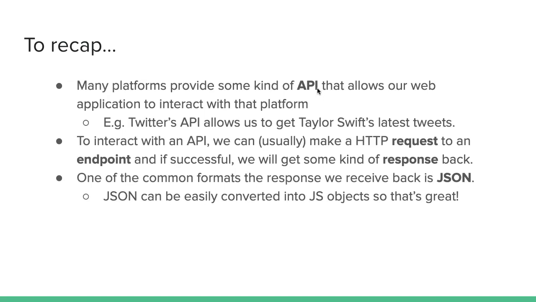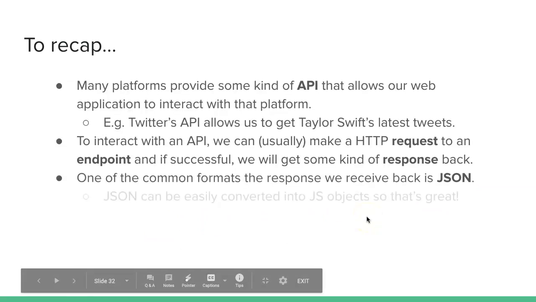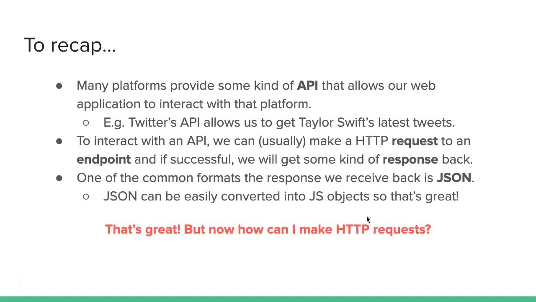So just to recap everything, a lot of web services have some kind of API, and to interact with the API, we can usually make some kind of HTTP request to an endpoint, and if we're successful, we get some kind of response back. And the format we get the response back in is JSON. And JSON is really easy to convert to JavaScript objects, so it's going to be really easy for us to use. Okay. That's awesome.